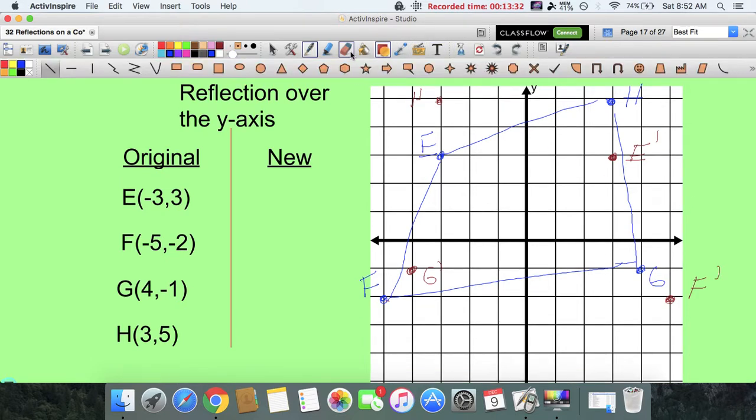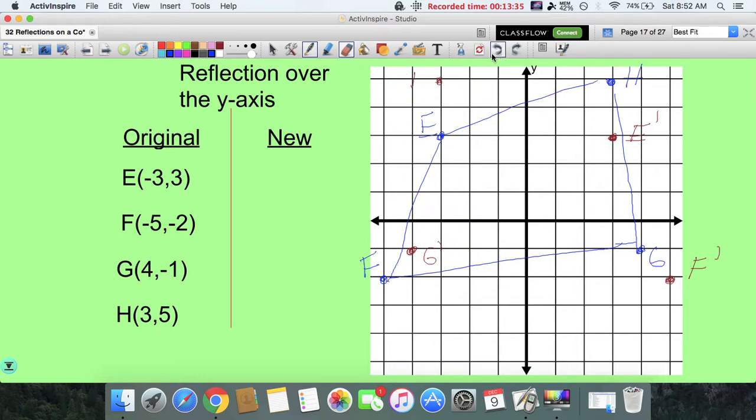Am I doing this right? No, I got my letters wrong. So let me go back. No, it's right. G and then H. H is over here. It went from right to left, and then we'll call this H prime. If you connect the dots, try to connect the dots. Hopefully, use a ruler. There is my quadrilateral.